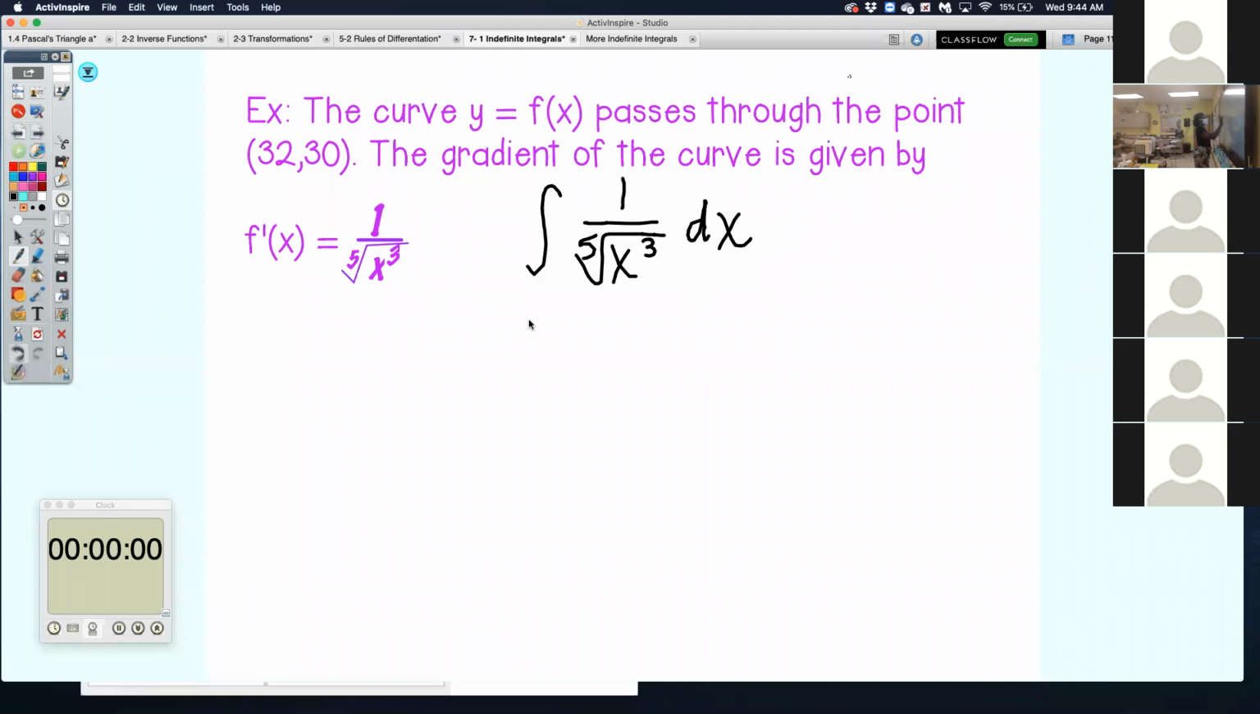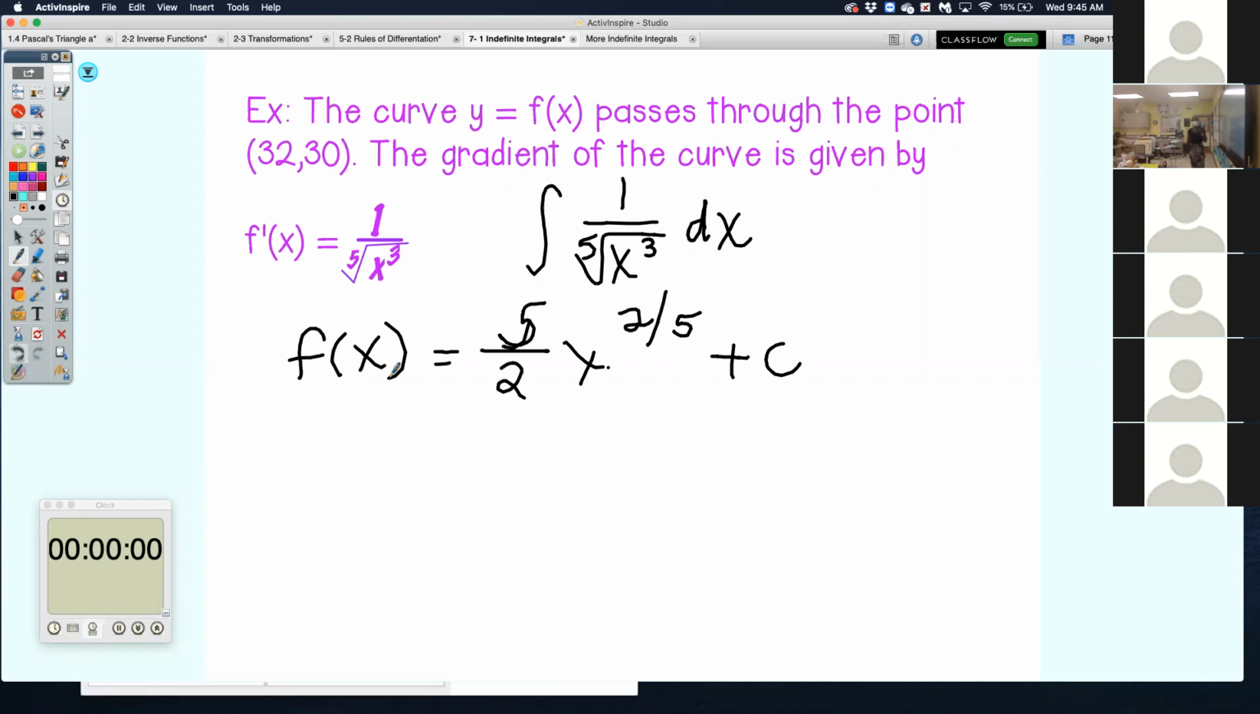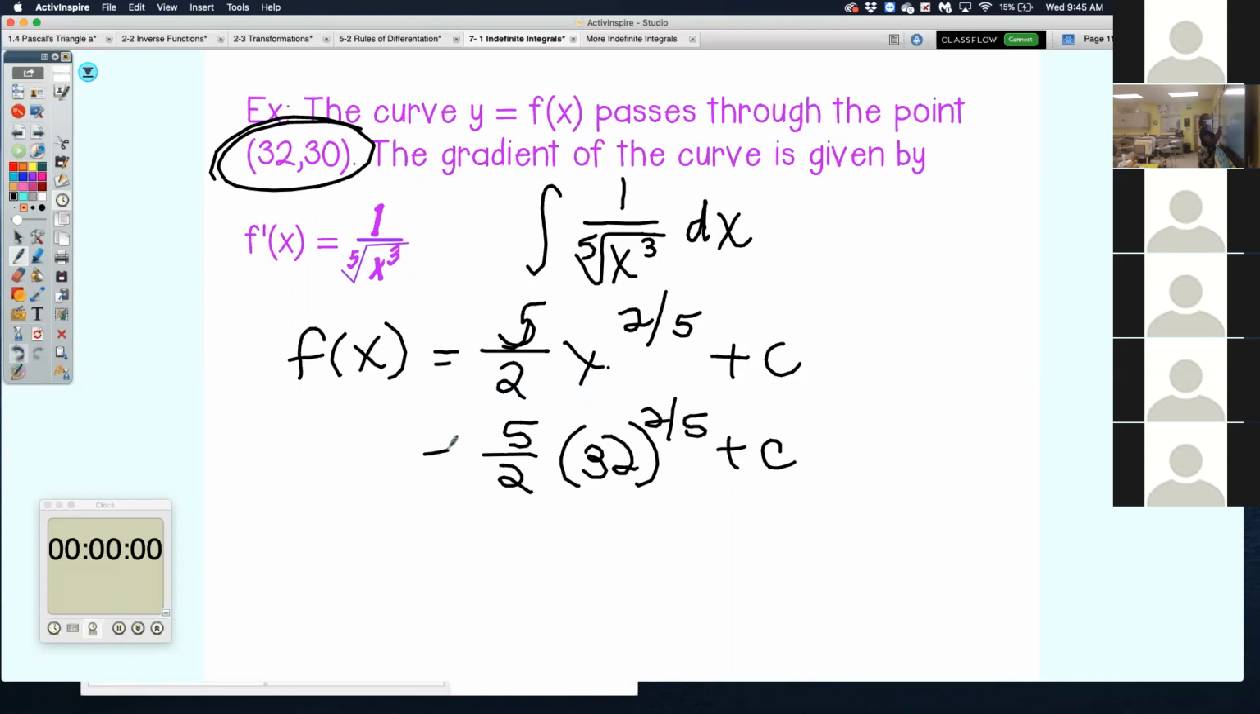5 over 2 x to the 2/5 plus c. Is that what you said? So that's my general solution. But I'm looking for the particular one to represent f of x. So I'm given this point that's on the actual curve of f of x, so that means I need to plug in. I'm going to plug in 32 for my x, set it equal to 30, and solve for c.